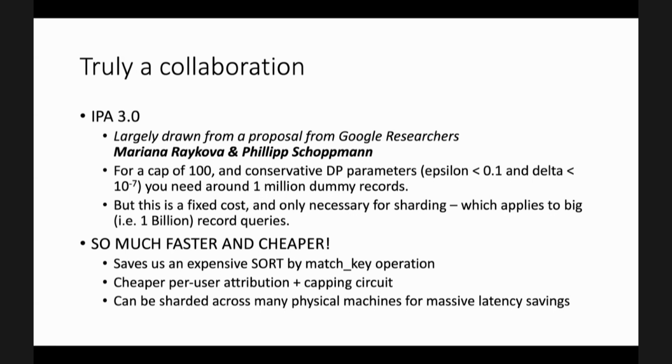So this potentially gives us a way of forking. For very small queries, you don't need to do this. And for really large queries where you need to horizontally shard, we can pursue this approach. So this is going to be a lot faster and cheaper. It eliminates the need to sort by the match key in MPC. That was that n log n thing I was telling you about earlier. It makes for a much cheaper MPC circuit. And we can also shard this across many physical machines and multi-thread it for massive latency savings.